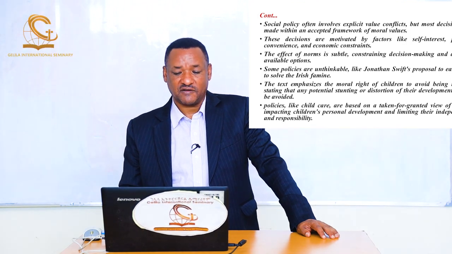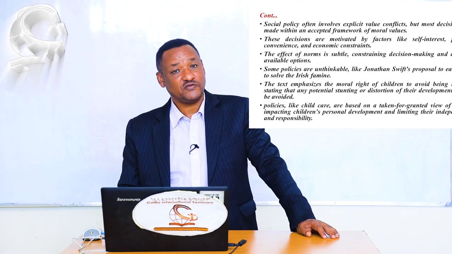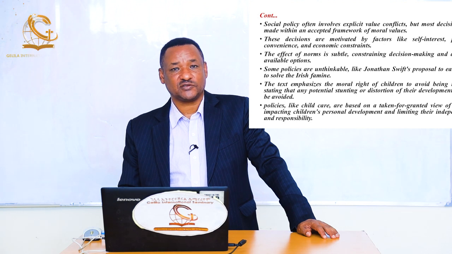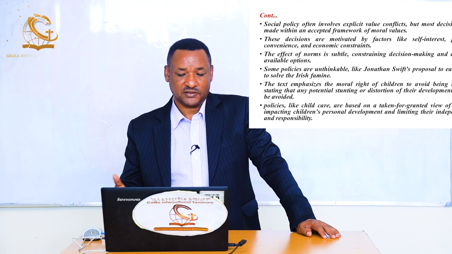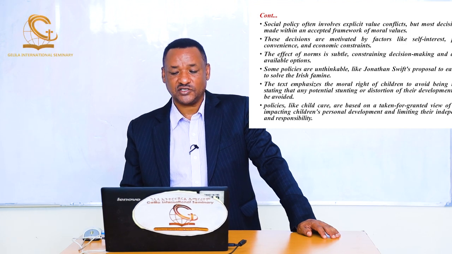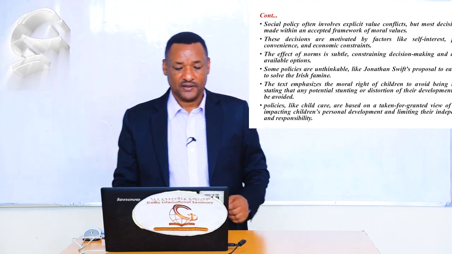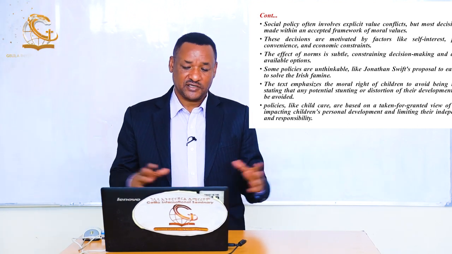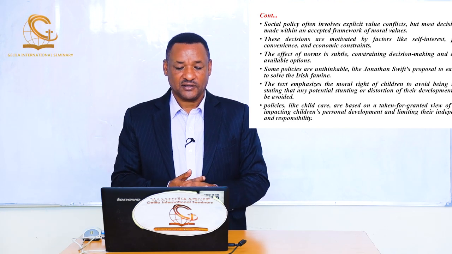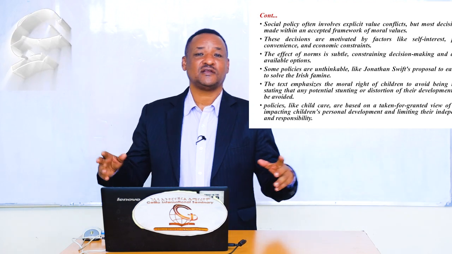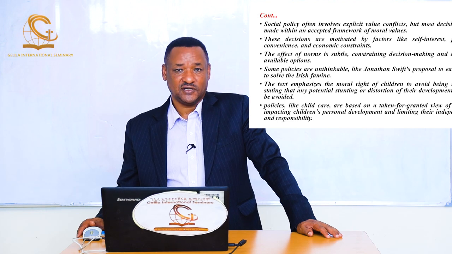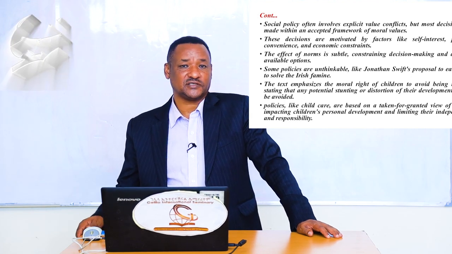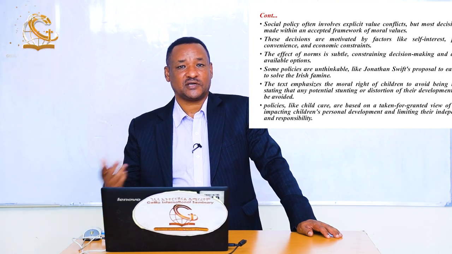These decisions are motivated by factors like self-interest, political convenience, and economic constraints. All these are encompassed in the social norms of a society. So the effect of norm is subtle, constraining decision-making and defining available options. Some policies are unthinkable because, to solve the problems in the society, we have to have some sort of policies under the common norms that are workable.